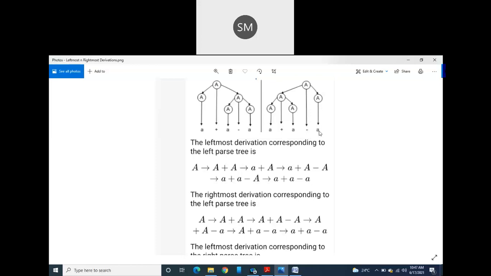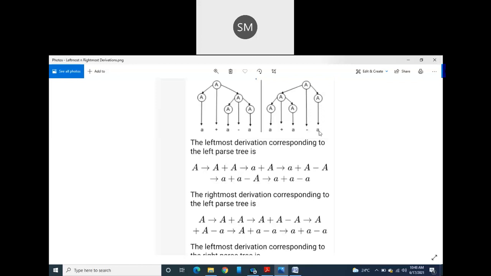Also, if two grammars are leading to the same string, then we can call both of those grammars equivalent grammars. So when one grammar creates more than one parse tree, it is an ambiguous grammar. If two grammars produce the same string, then we can call those two grammars equivalent grammars.